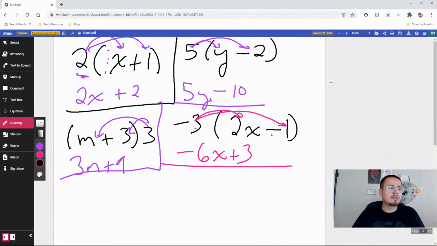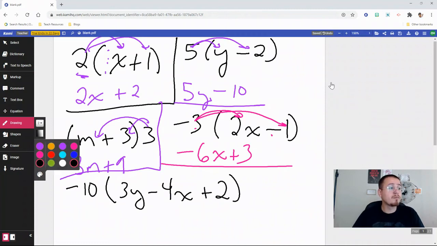Let's do something a little spicier. Negative 10 times 3y minus 4x plus 2. You can have a ton of terms. You can have a bunch of terms, many terms, all the terms. Doesn't matter how many terms you got. The problems can get longer. That doesn't mean they're harder. You just got to be careful.